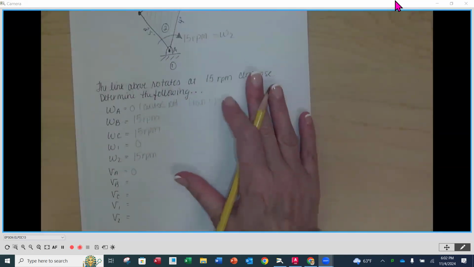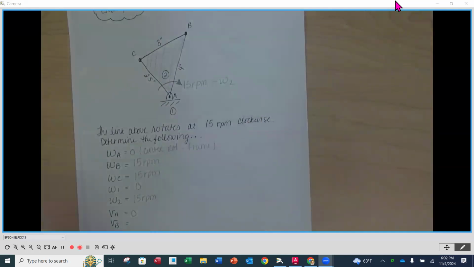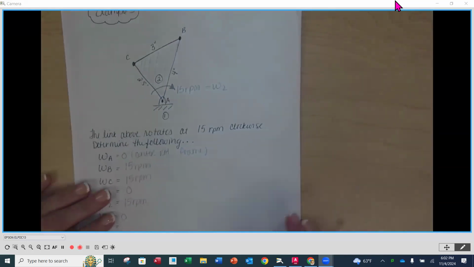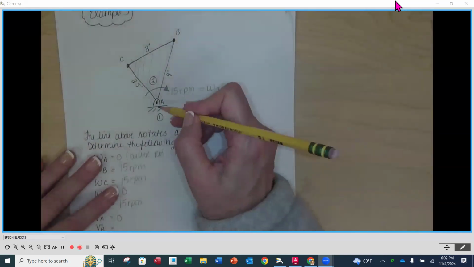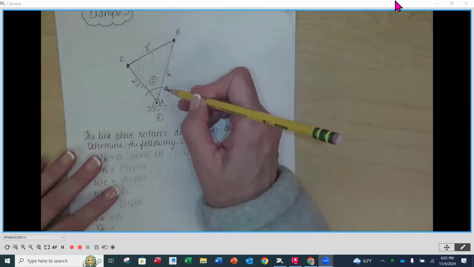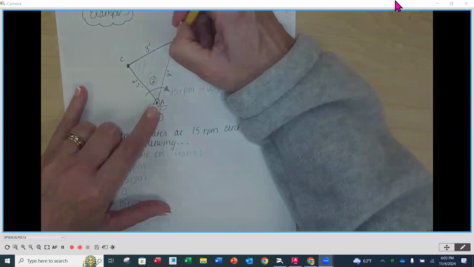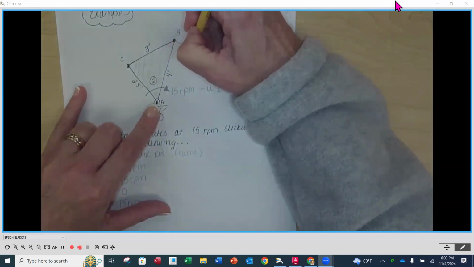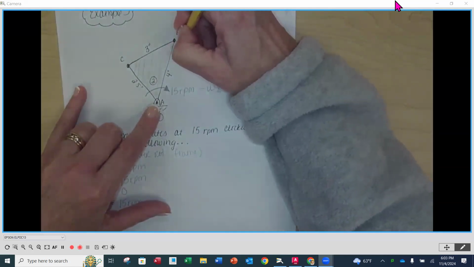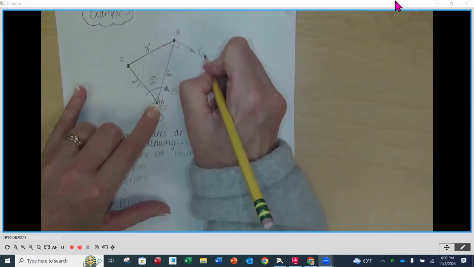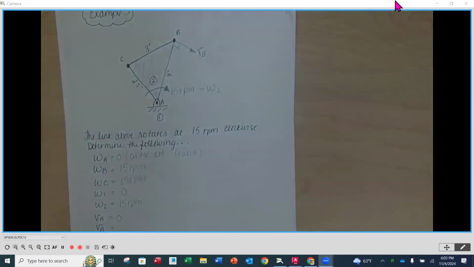What about the velocity of B? Could we draw the straight line velocity of that? Yes, we could. As we said earlier, it's going to go in the direction of rotation, and it's going to be perpendicular to its radius back to the center of rotation. So here's its line, center of rotation, and it's going to be something like this, 90 degrees to that, and this would be VB, right?